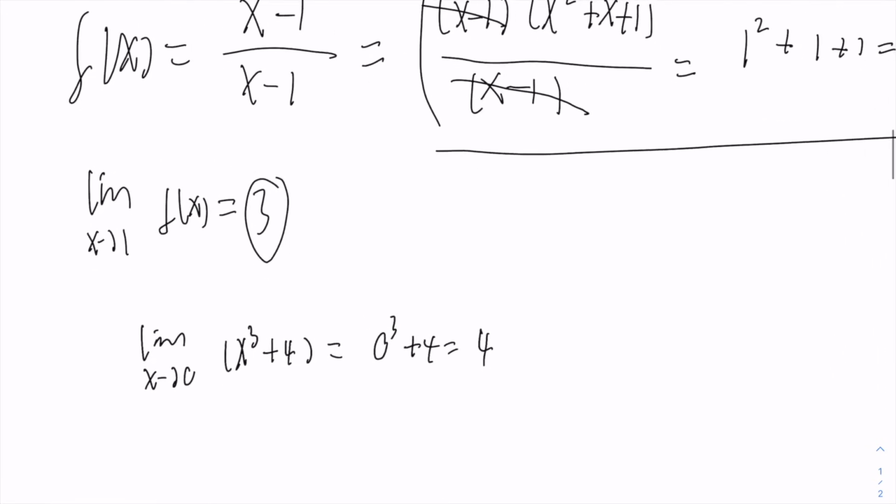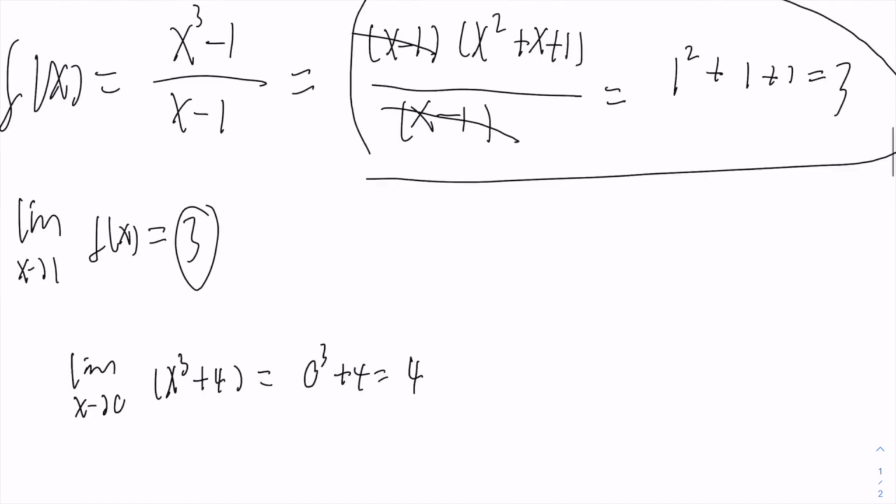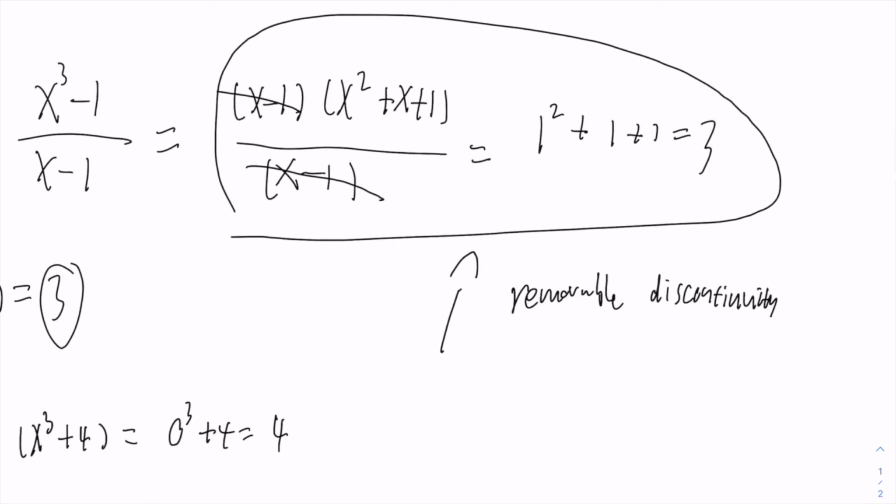Another thing I want to show you here. Oh, and by the way, this is called a removable discontinuity. I'll talk about continuity later, but I just want to tell you first that when you cancel something out in such a limit situation and get a legit answer, it's called a removable discontinuity.